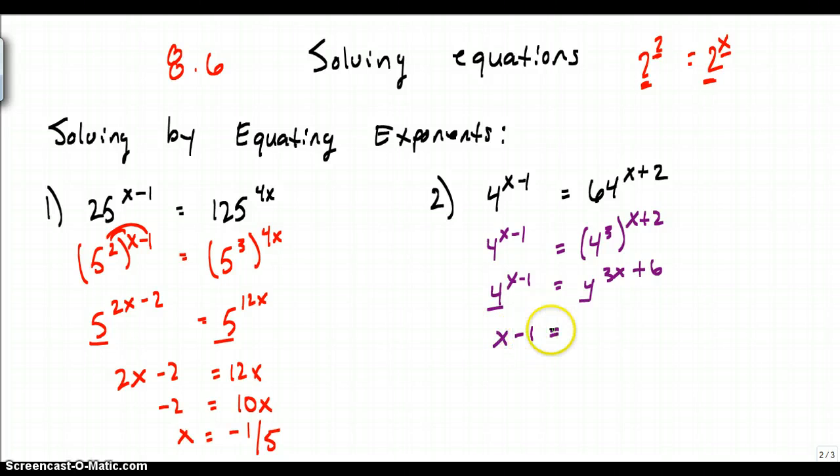So x minus 1 equals 3x plus 6. I solve for x, so I can add 1 to both sides and subtract 3x from both sides. So I get negative 2x equals 7. Divide by negative 2, I get x equals negative 7/2.